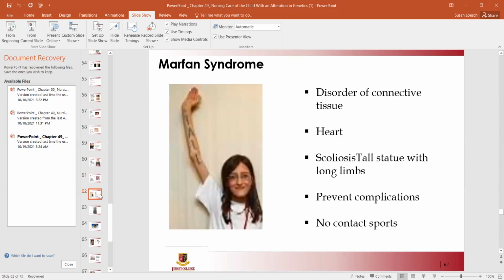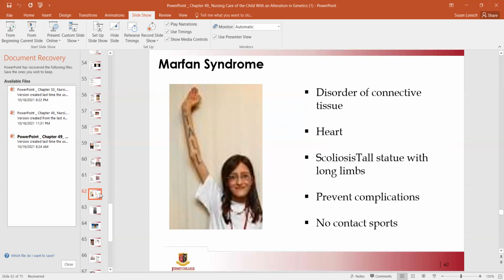And then Marfan Syndrome. Okay, Abe Lincoln had this. You can tell by looking at him. This is a disorder of connective tissue. It's an autosomal dominant inheritance caused by a mutation in the gene fibrillin-1, which results in changes in the connective tissue itself. The primary involvement includes definitely the heart, skeletal muscle tissue.